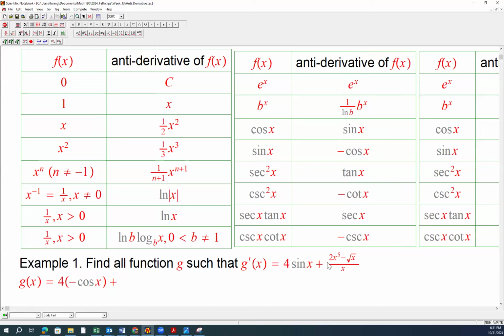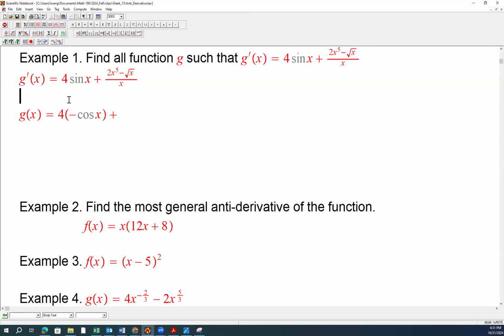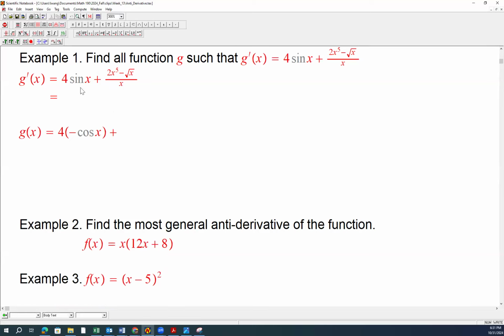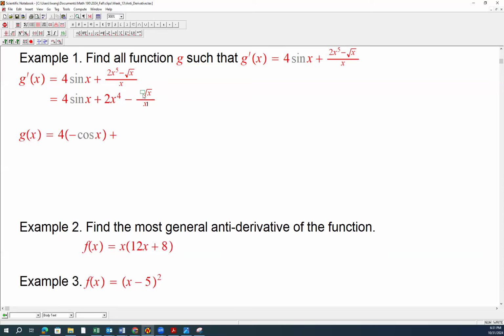So the antiderivative of sine x is negative cosine x, plus, what are we going to do about the next part? Before we do it, we know there's no quotient rule, so we need to convert it into an addition-subtraction form. We keep the 4 sine x, which has antiderivative 4 times negative cosine x. On this part, we divide the x into 2 times x raised to the power 5, and we get 2x raised to the power 4, subtracting root x divided by x.